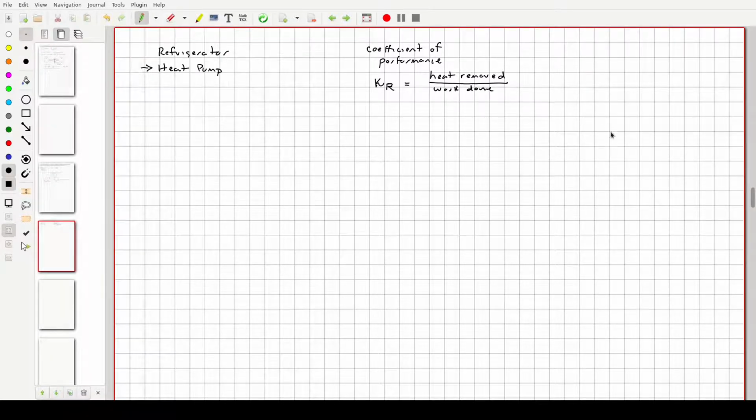Okay. For a heat pump, I'll call it kappa sub P for pump. It's basically the same thing. It's going to be the heat moved over work done.